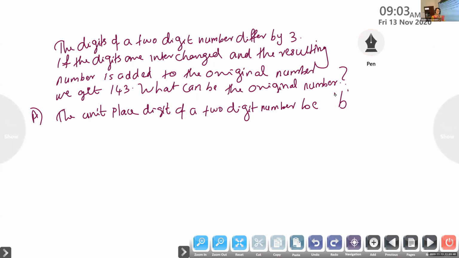This is a 2-digit number. So it has a tens place and a unit place. We took the unit place digit as B. Okay? Unit place digit as B.